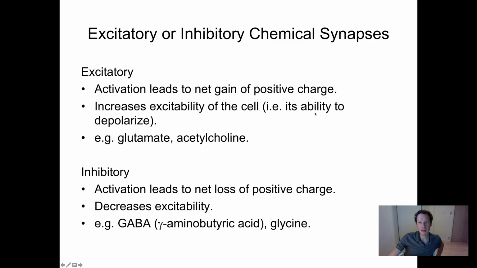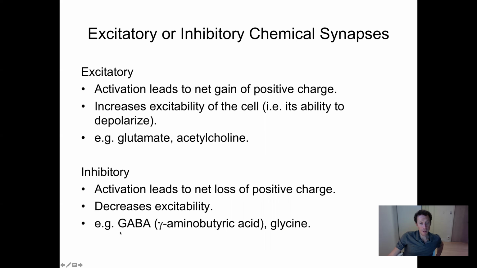So this increase in excitability, which is its ability to depolarize a cell, is what we call an excitatory synapse. A synapse where, if receptors are activated, that is going to cause an increase in excitability of the cell, and most likely that's going to be an increase in positive charge inside the cell. There are also inhibitory synapses in which when these receptors are activated, there is a decrease in excitability.